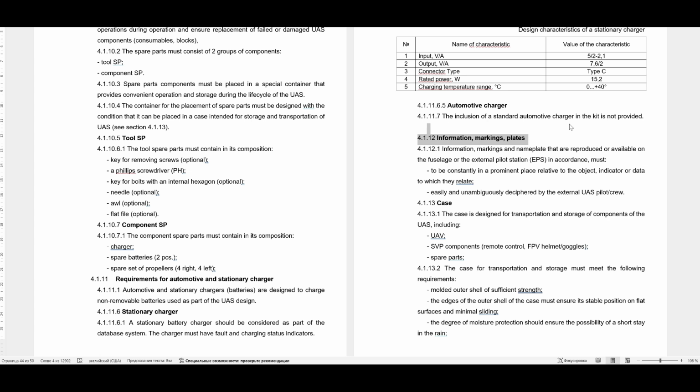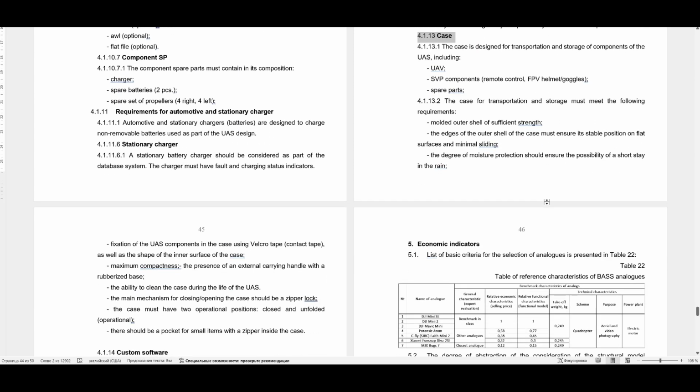Regarding the importance of the case when operating a small drone, for example at home, I can note based on my personal experience that its convenience is extremely important.